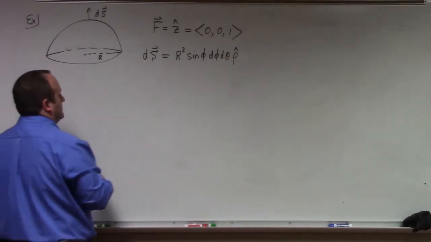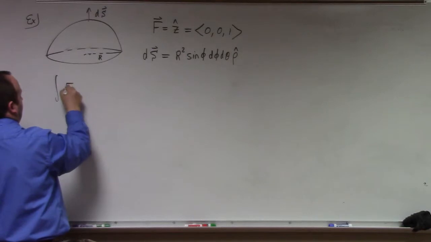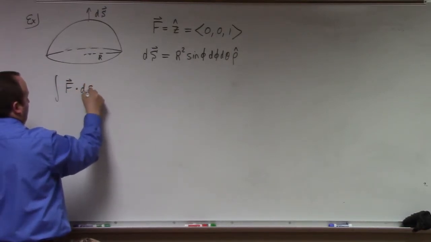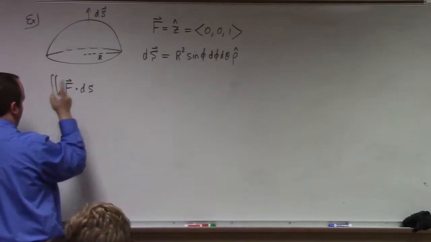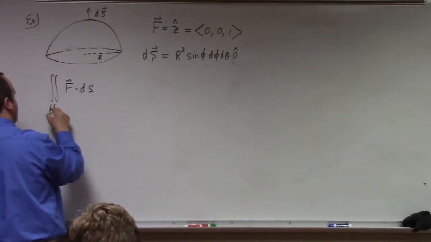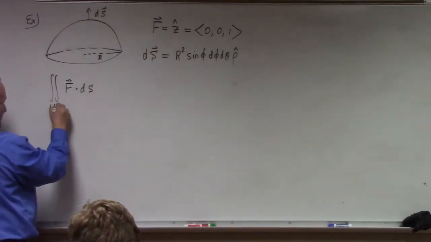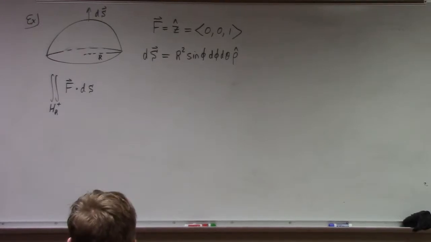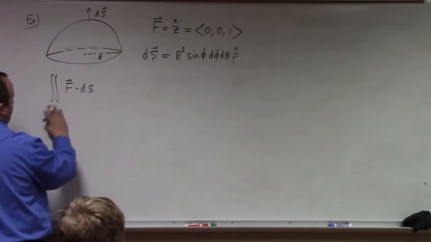All right. So the integral of f dot ds, the flux of this vector field z hat through this sphere, hemisphere rather. So let me say H_R, hemisphere, radius r. Upper hemisphere. Put a plus on it there. Now I feel better. Whatever you want to call it. I don't know, I feel like this hemisphere is not good.